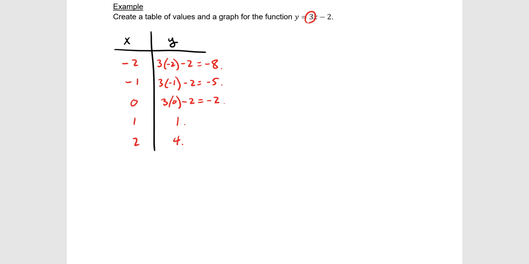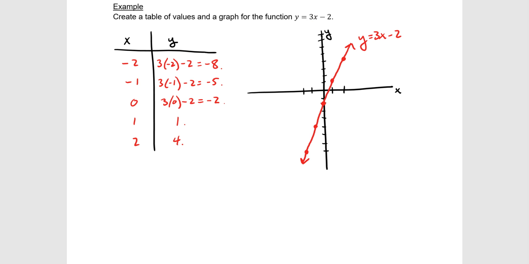Okay, let's graph these now. Let's go ahead and graph them on the xy plane here, the rectangular coordinate system. And I just went down to -8 and up to 8 on the y-axis. So the first one is -2, -8, right down here. -1, -5. 0, -2. 1, 1. And 2, 4. And we connect them. We knew the graph was going to be a line, and we label it.